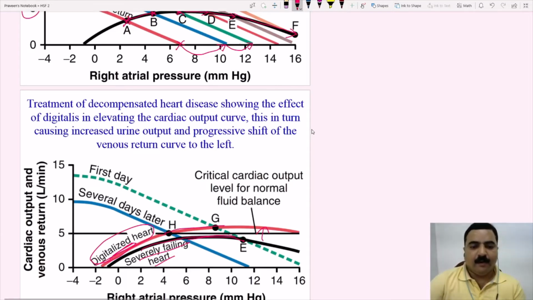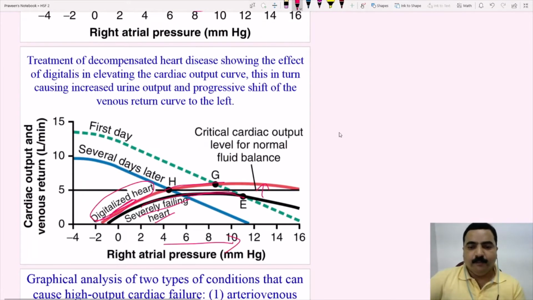Again, in all these scenarios, what is happening to the right atrial pressure, once all these things are being corrected? The aim will be to bring this axis back to the zero. This is the normal value you need to get.